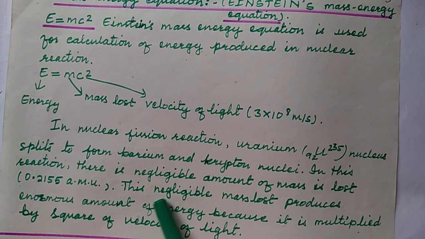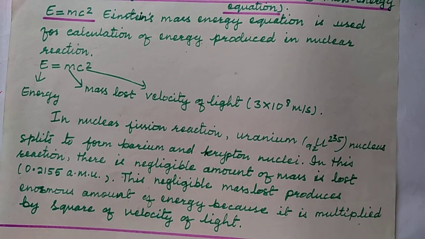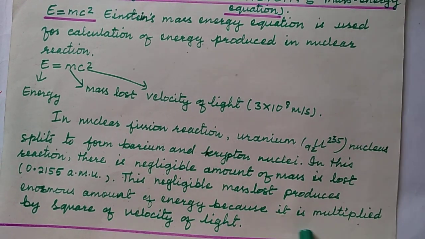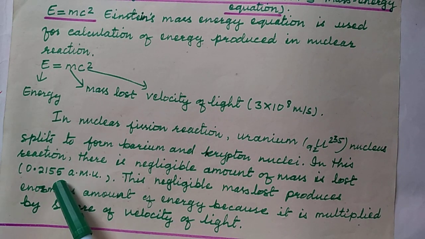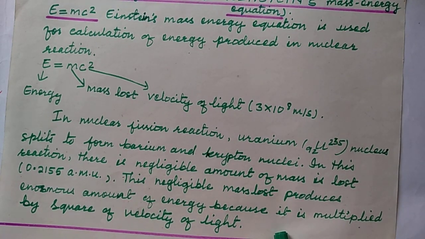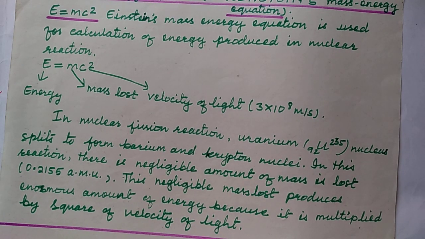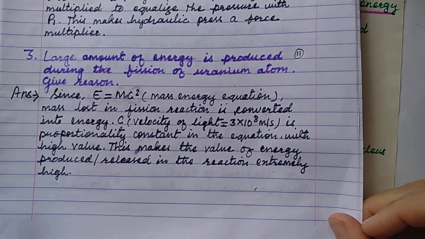of mass. Now this negligible mass loss produces an enormous amount of energy because it is multiplied by the square value of the velocity of light. So a tremendous amount of energy is produced because this negligible amount of mass will get multiplied by the velocity of light in square value. Okay, so this is the mass energy equation, and we are going to see more questions here relating to the same topic here.